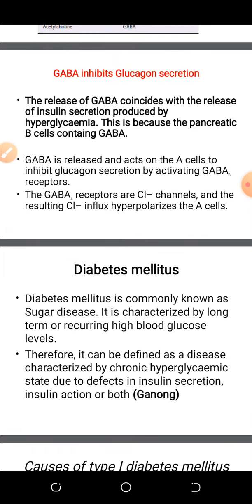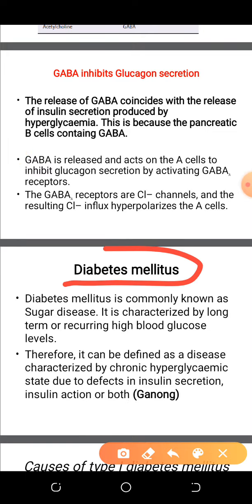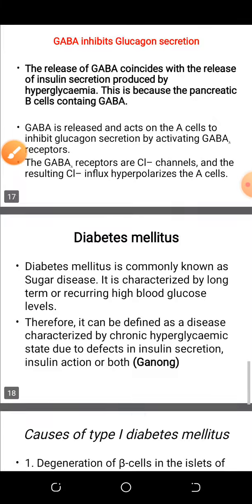Okay, we cannot end this without talking about diabetes mellitus, although some of these things we will encounter in pathology. It's important to say that diabetes mellitus is a commonly known sugar disease. It is characterized by long-term recurring high blood sugar levels, which is called hyperglycemia. Therefore, it can be defined as a disease characterized by a chronic hyperglycemic state due to defects of insulin secretion, insulin action, or both. We know that insulin helps in absorption of glucose, so whenever insulin is deficient, the glucose levels in the blood increase.